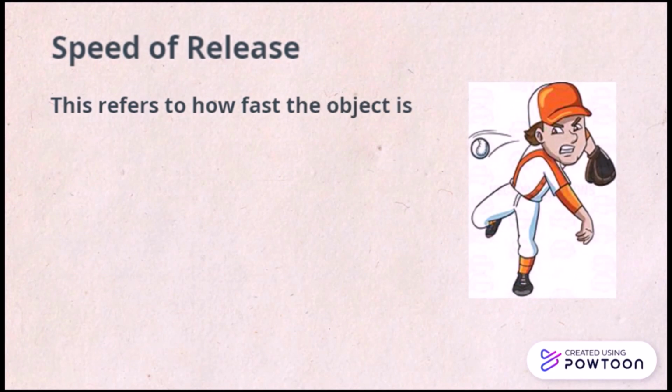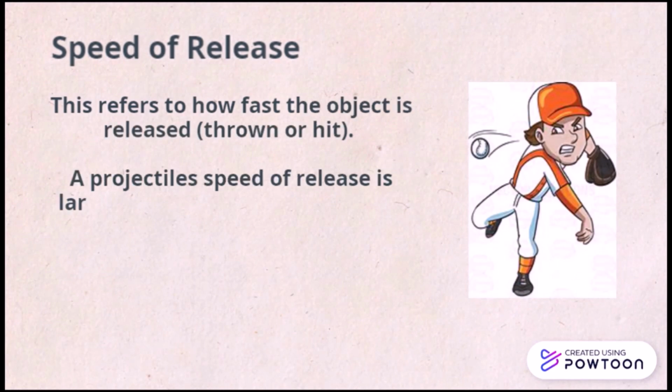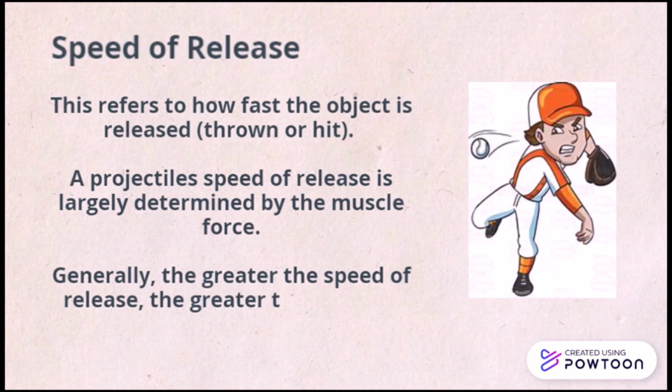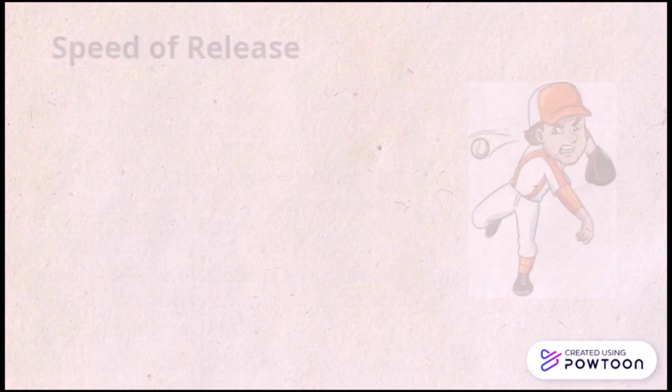Speed of release. This is how fast an object is released, thrown, or hit. A projectile's speed of release is largely determined by muscle force. Generally, the greater the speed of release, the greater the distance gained.